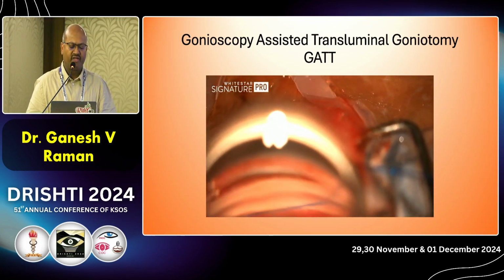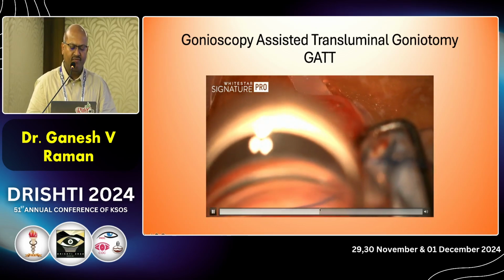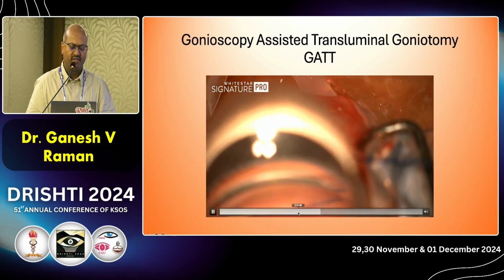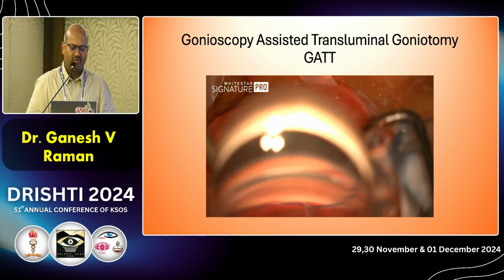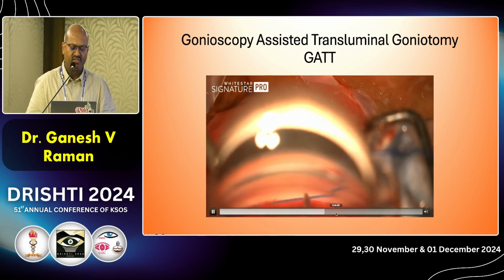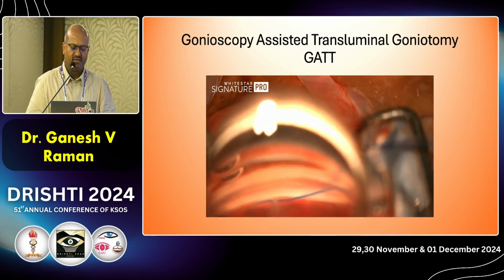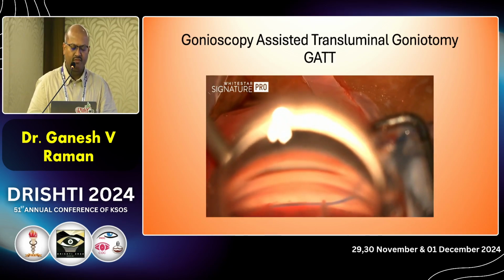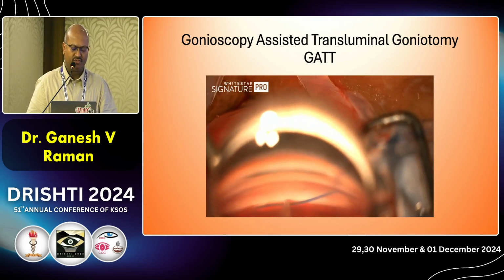Patients who have been chronically medicated, we use a smaller bore suture, which is a 6-0. Patients who have recently been diagnosed, their Schlemm's canal is not so small, so they can accommodate a larger suture, that is a 5-0. So we keep both the sutures ready, and wherever necessary, we use that. Sometimes a 5-0 suture doesn't go in, so we use a 6-0 suture.